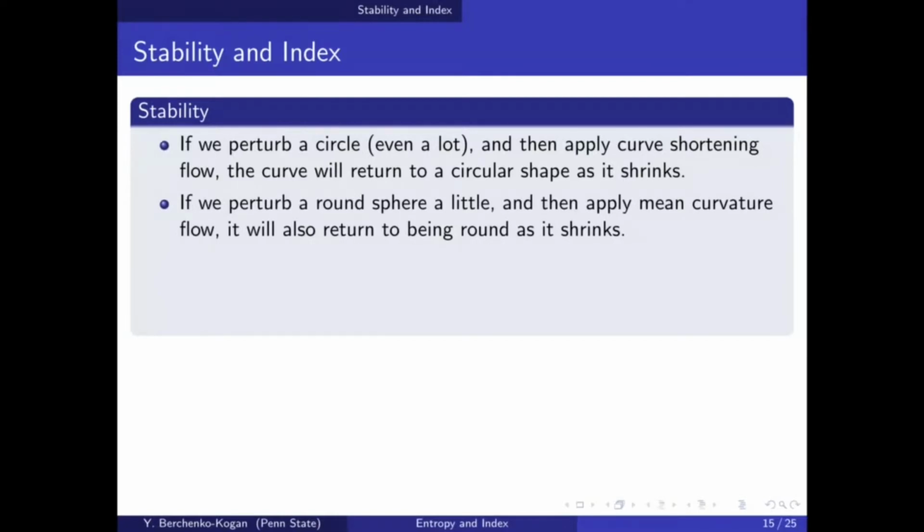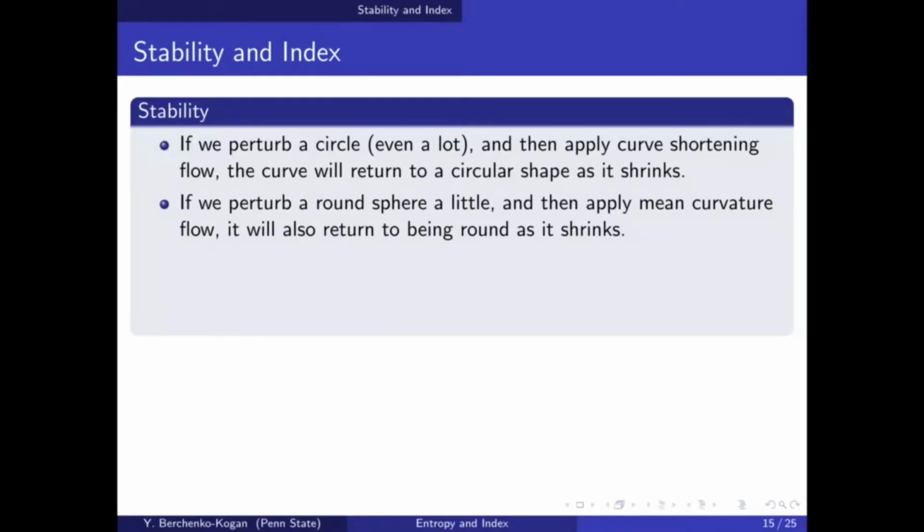For mean curvature flow, well, we saw that it's not quite the same thing, but if we start with a round sphere and we perturb it a little, so maybe we turn it into a golf ball by adding dimples, or we stretch it out and turn it into a football shape, or whatever sport you like, you turn that round sphere into the shape of the ball for that sport, and then you apply mean curvature flow, it's going to return to being round as it shrinks.